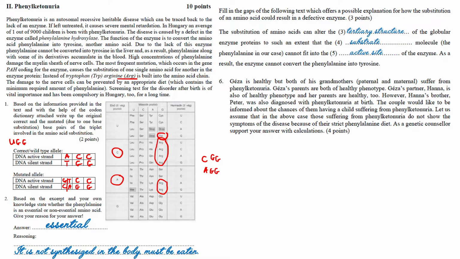Let us assume that in the above case, those suffering from phenylketonuria do not show the symptoms of the disease because of their strict phenylalanine diet. As a genetic counselor, support your answer with calculations.